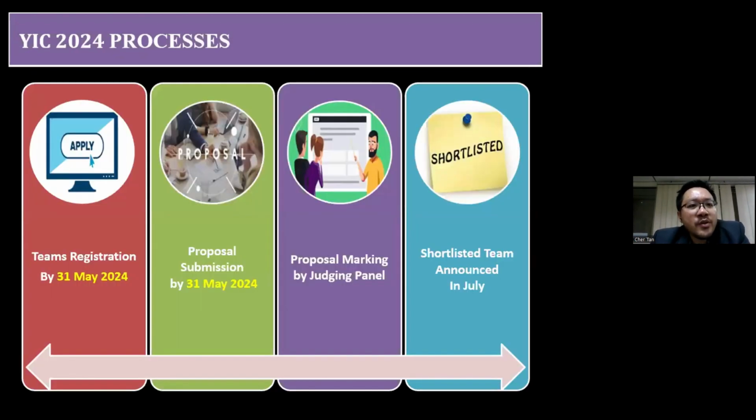Next. So I think these are the important dates that all of us need to remember, right? These are the processes and the dates that you need to remember. So team registration and proposal submission is open all the way till the 31st of May 2024. After the deadline, all the proposals will be submitted to the judging panel, in this case led by Dr. Narayan, right? And we'll then go through the marking by the panel. From here, the shortlisted teams will then be collected and announced in July by the Secretariat.